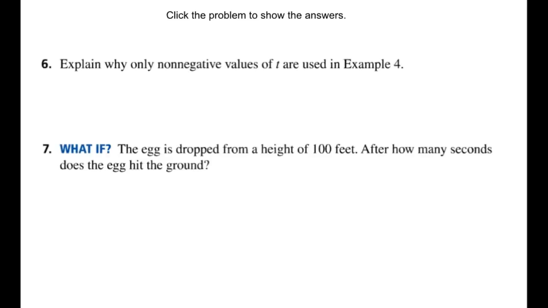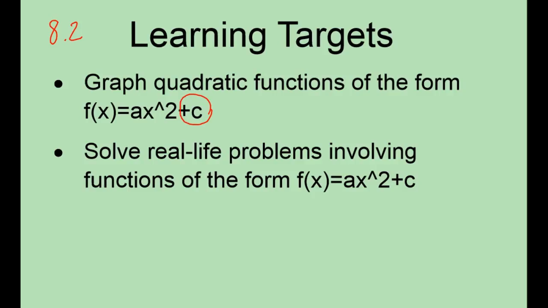So here's your final monitoring progress. Now we're going to look back at our learning targets. So our first one was to graph quadratic functions of the form f of x equals ax squared plus c. Now remember that this c value just moves my graph up or down. So I always want to look here first and see my stretch or my shrink, and then I can translate my graph up and down.